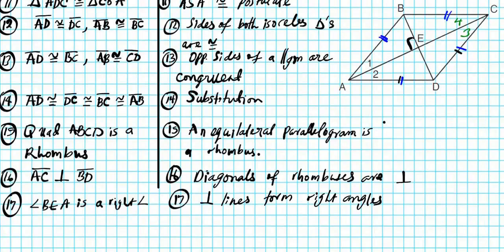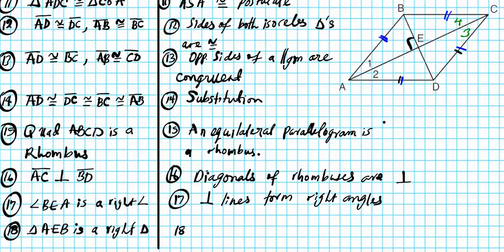And then what do we know about a triangle that contains a right angle? A triangle that contains a right angle is a right triangle, right? So we can finish it off. Statement 18, which is what we're asked to show, triangle AEB is a right triangle. How do we know that?